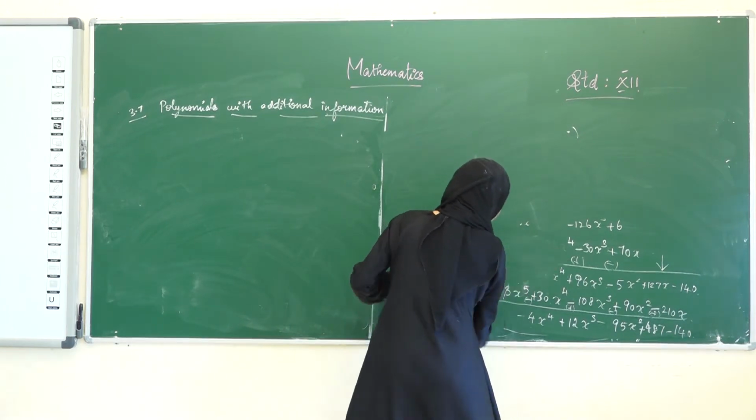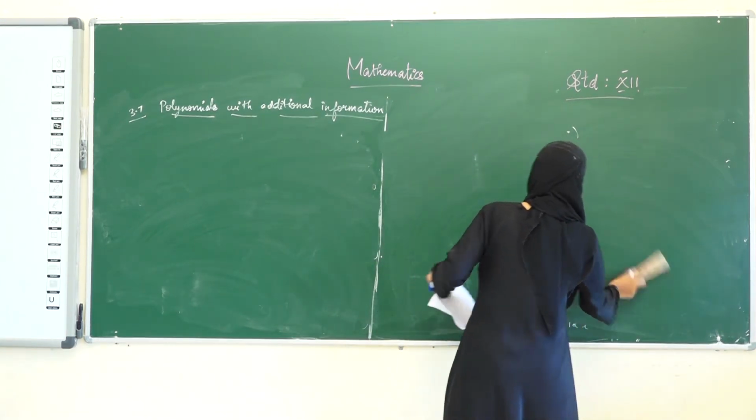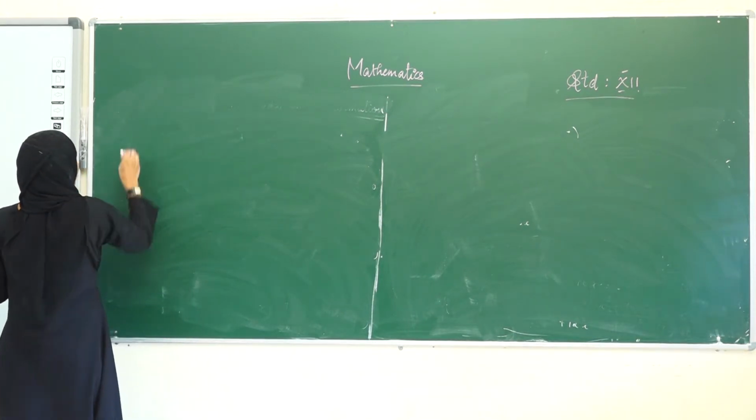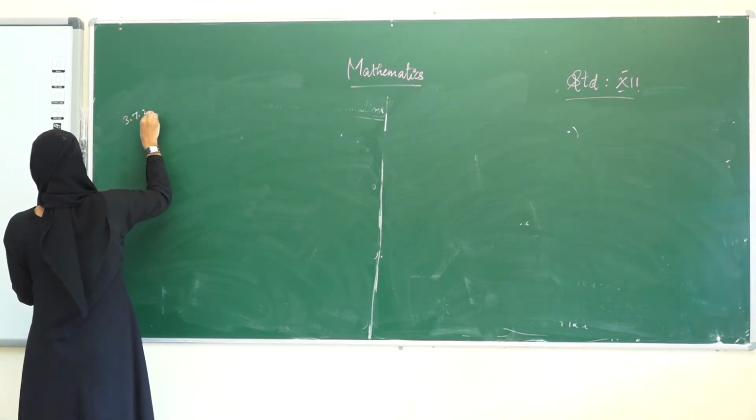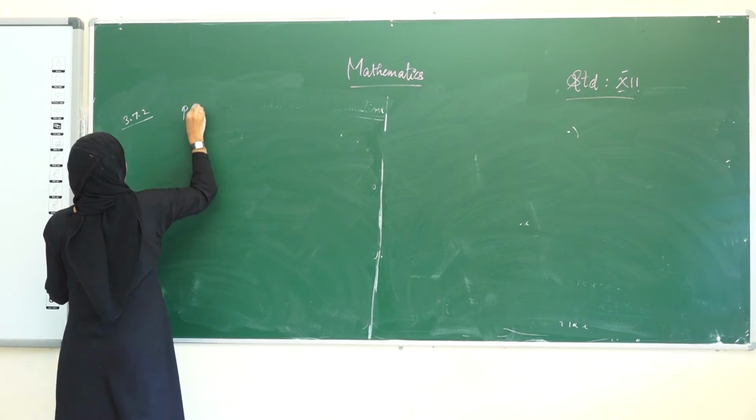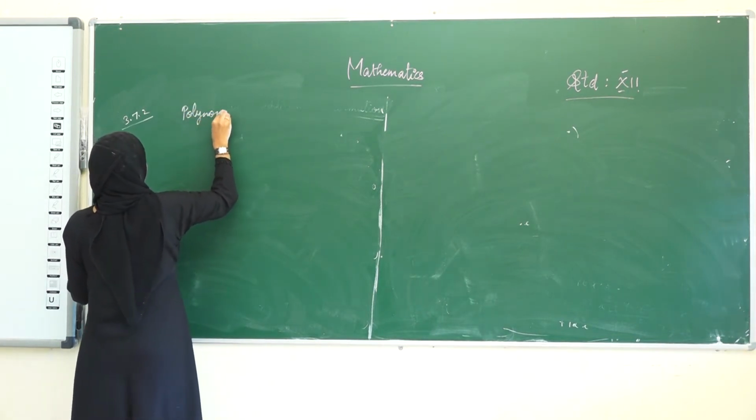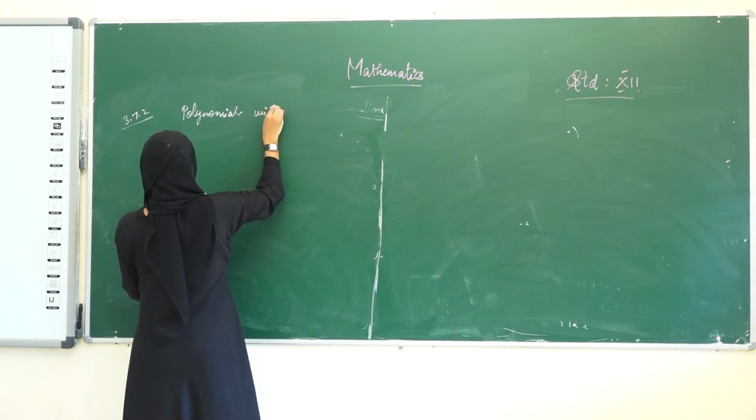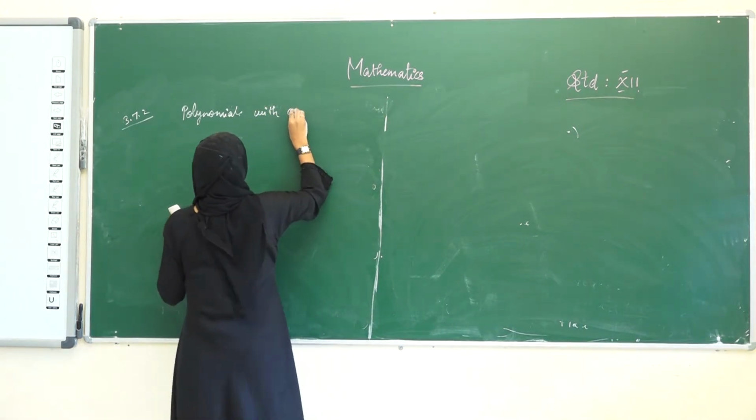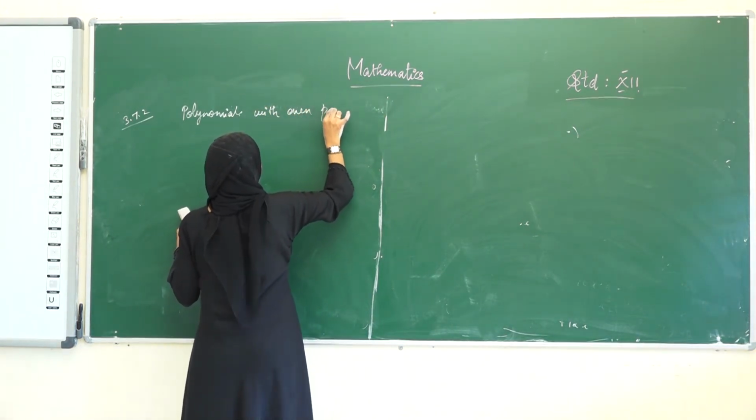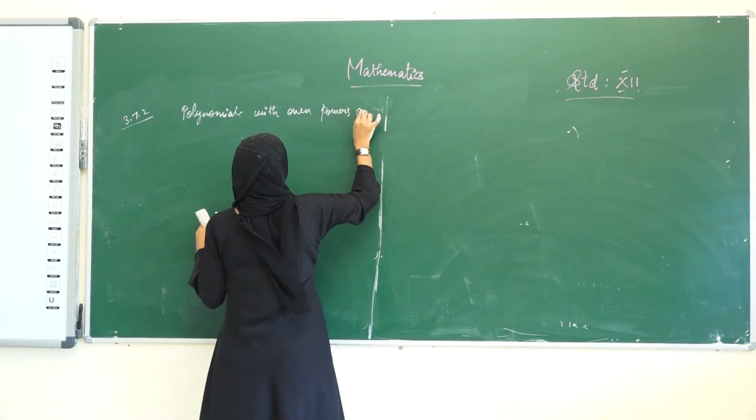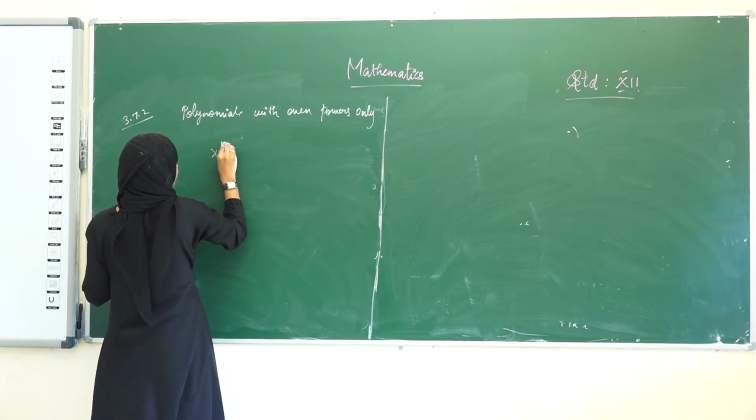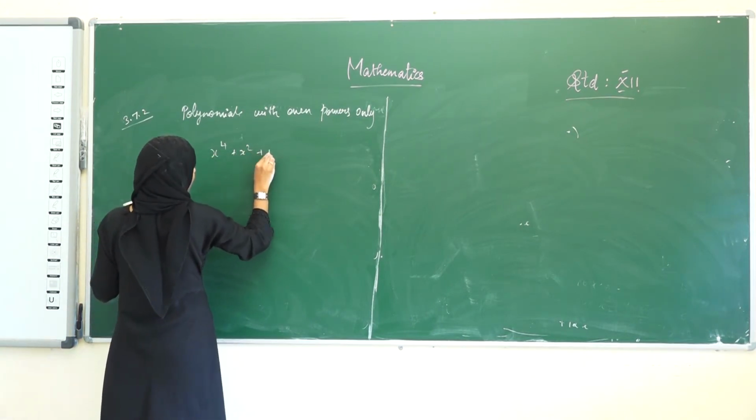So the next subdivision, we are going to move on to the next subdivision. What they have given is 3.7.2, polynomials with even degree, with even powers only. Suppose a polynomial is of this type, x power 4 plus x square plus 1 equal to 0.